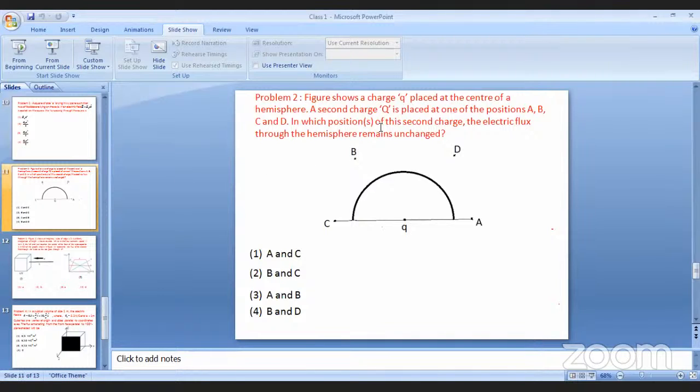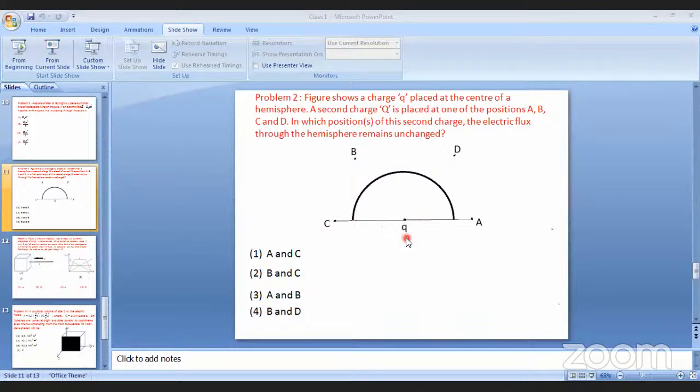Figure shows a charge q placed at the center of a hemisphere. A second charge capital Q is placed at one of the positions A, B, C, and D. What they actually mean is the second charge capital Q can be placed at any one of the positions. Either it can be at this point B, or at the point D, or at the point A, or even C.